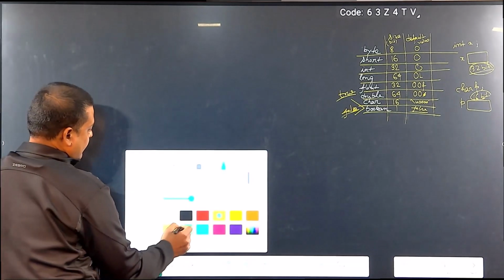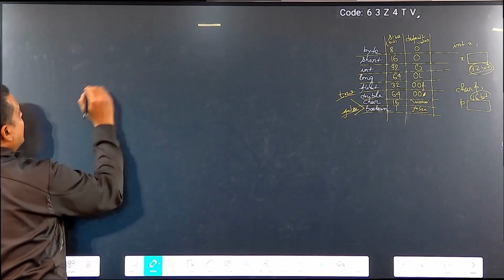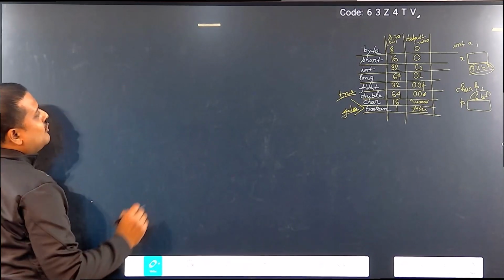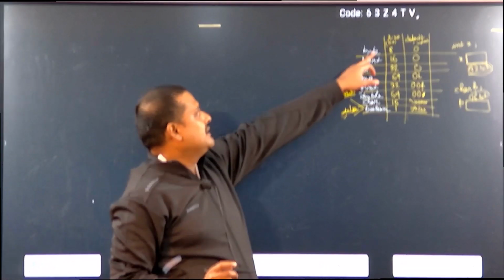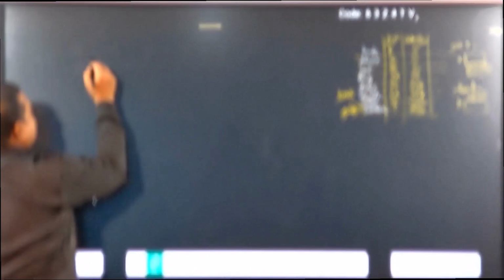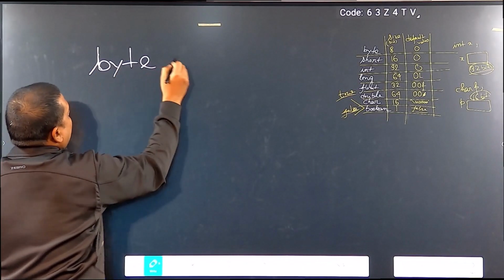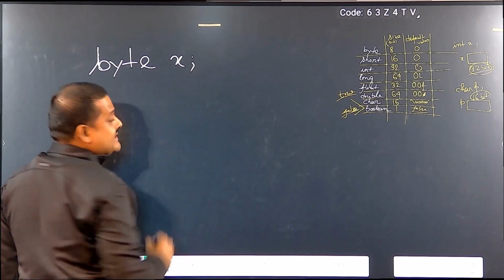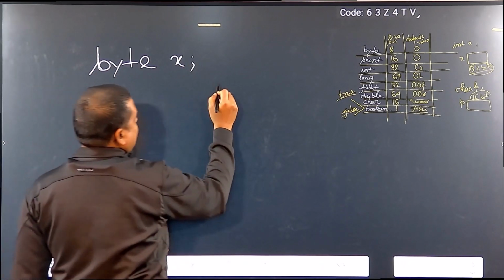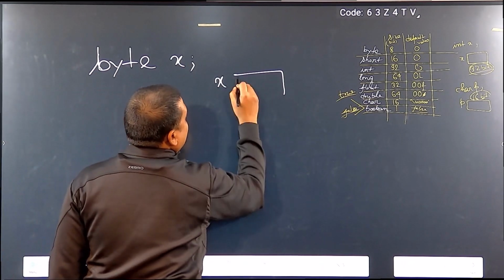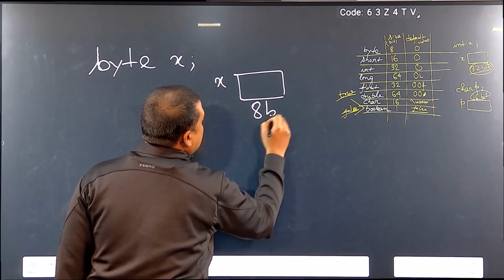Now, say for example, I am declaring two different data types. Say there are two variables, like byte. I am declaring byte x. So x is a variable of byte type. x will occupy how much space? It will be 8 bit.